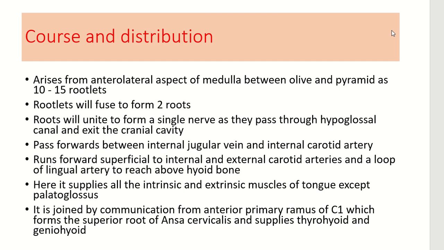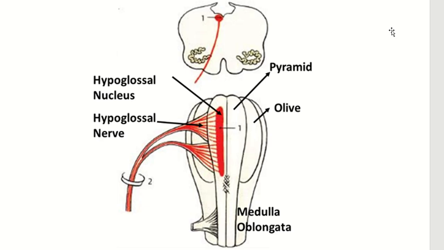After exiting the cranial cavity, they pass forward between the internal jugular vein and the internal carotid artery, and they run forward superficial to the internal and external carotid arteries and a loop of the lingual artery to reach the part above the hyoid bone.